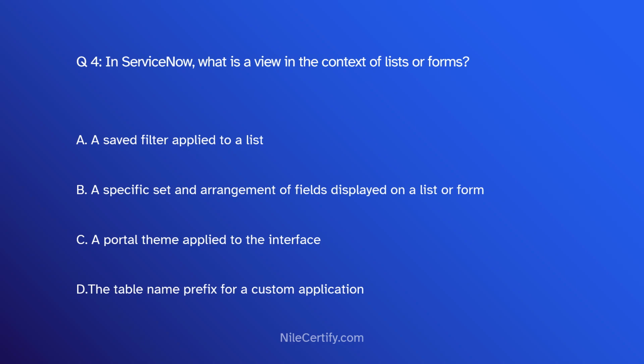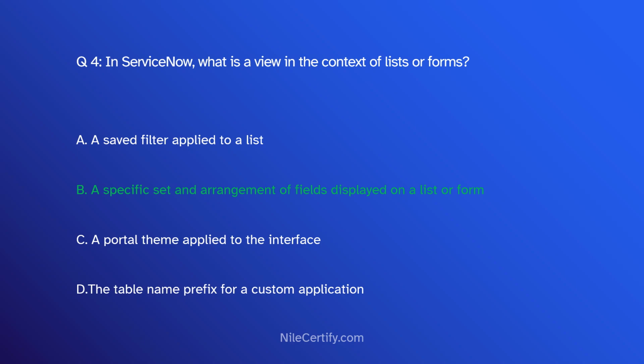Option D, the table name prefix for a custom application. This is about application scoping. For example, X company app name table or X underscore company underscore app name underscore table. That prefix is part of the scope table name. It has nothing to do with the views, layouts, or how records are displayed on a list or form. So D is incorrect. And the right answer is B.